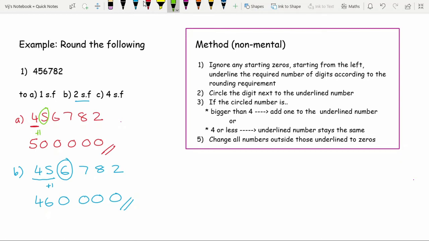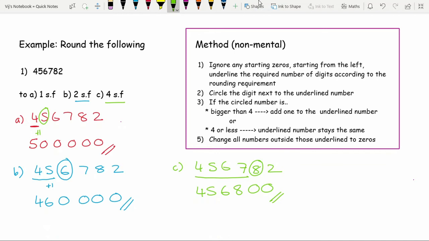And then finally for 4 Sig Fig, let's write the number out again. To 4 Sig Fig, ignoring any zeros at the front, which again I haven't got, I underline the first 4 numbers and I circle the 8. As the circled number is bigger than 4, we're going to add 1 to 4,567, which gives me 4,568, and then change all the other numbers after the underlined number to zeros, giving me this answer here.